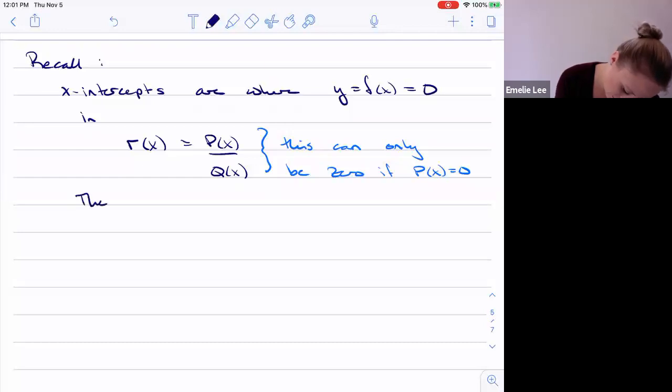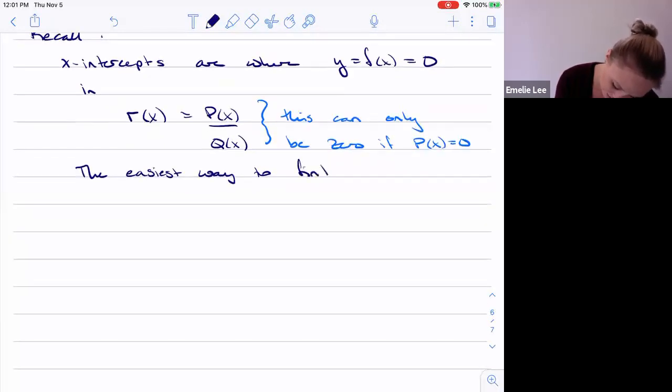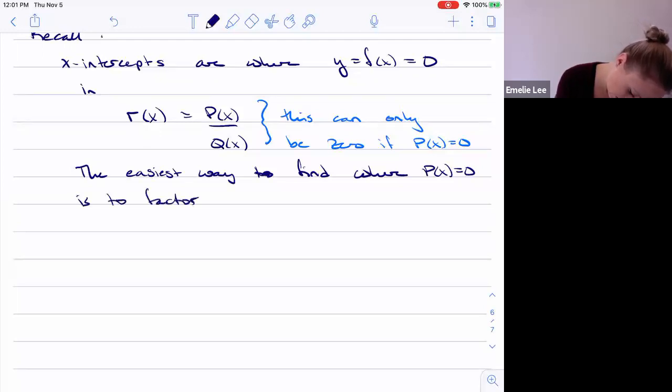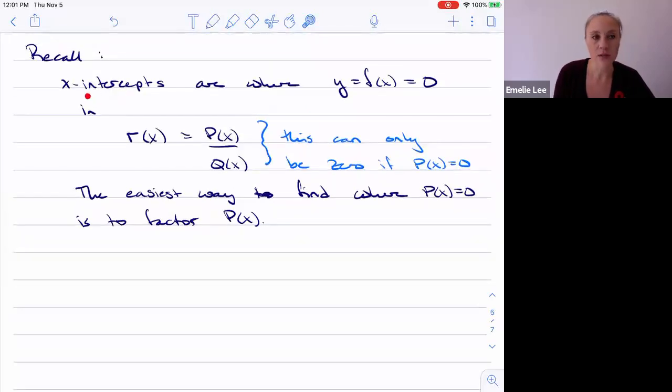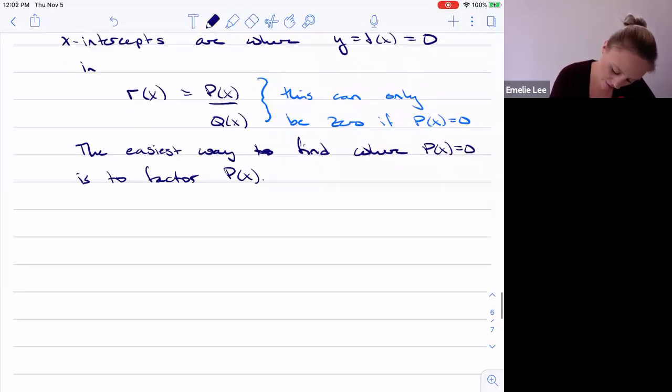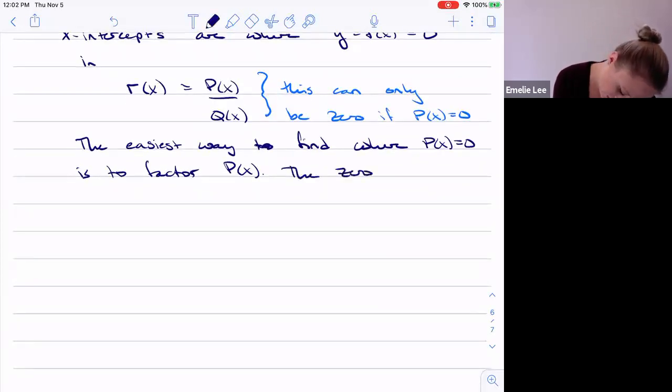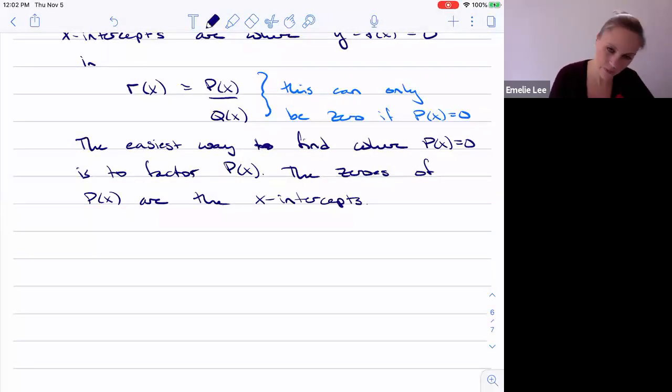Okay, so the easiest way to find where p of x is equal to 0 is to factor p of x. And then the results are going to be our x-intercepts. The zeros of p of x are the x-intercepts. Okay, we're just leaving room for more than one x-intercept, right?